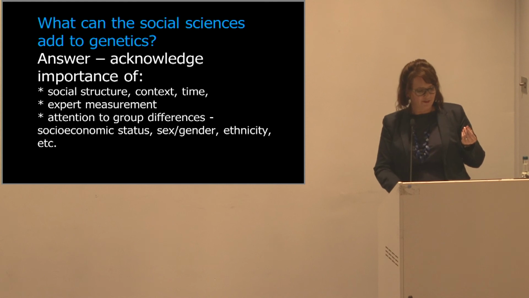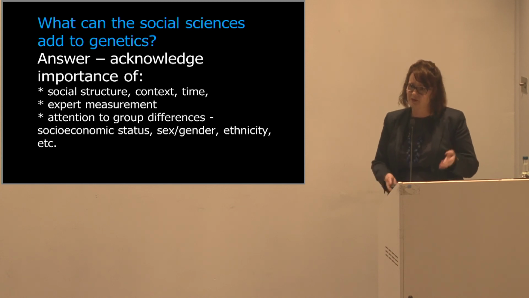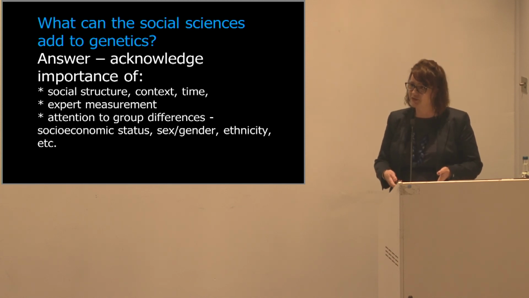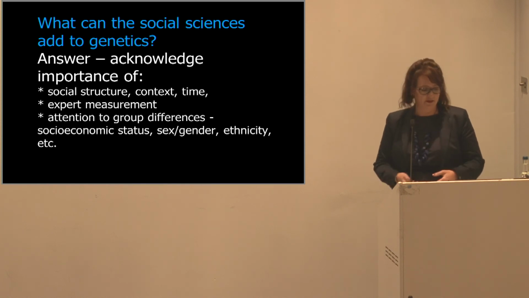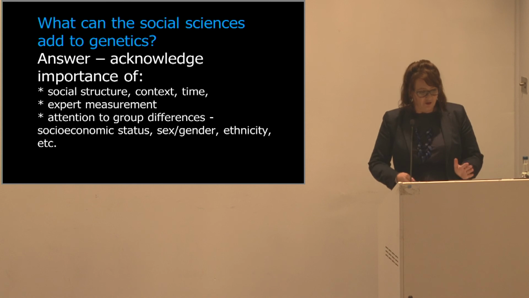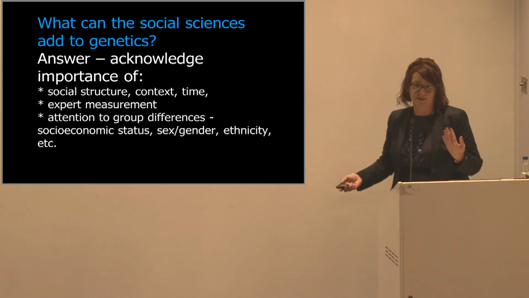So I think what we can add to this is looking at the social structure, context, and time. But James talked a lot about the expert measurement that we have too. So that became very clear once we started working in this, that we really had something to contribute. And also attention to group differences became very clear, that we were looking at things in a very different way.